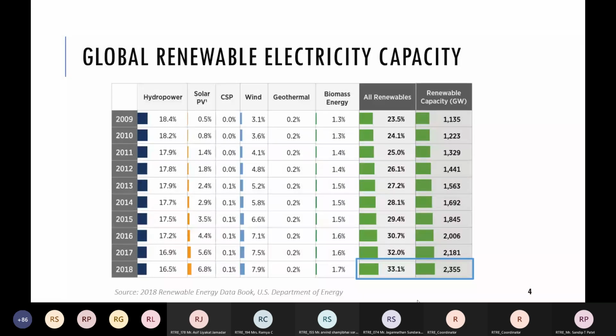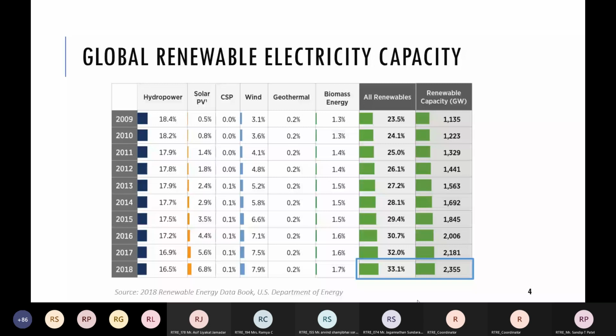It is 2,355 gigawatt, which is almost one third of the total energy we produce on the globe. It means of all the sources, renewable as well as non-renewable, 33% of the electricity we produce is out of renewable sources. That is a good thing, but that is not enough. That must be increased marginally, right? But it is happening slowly, steadily, but it is happening.